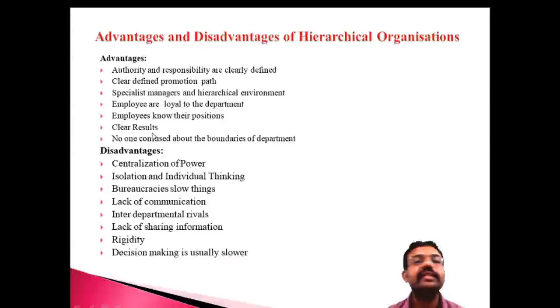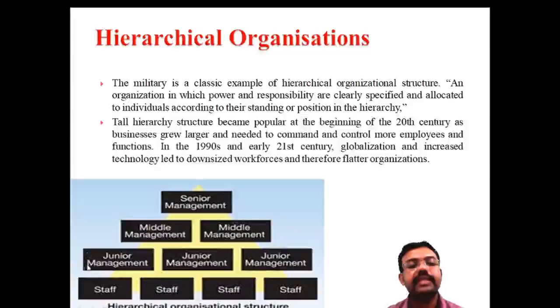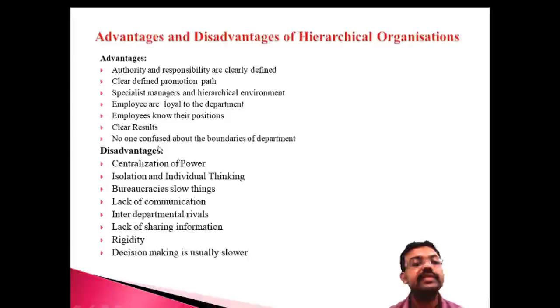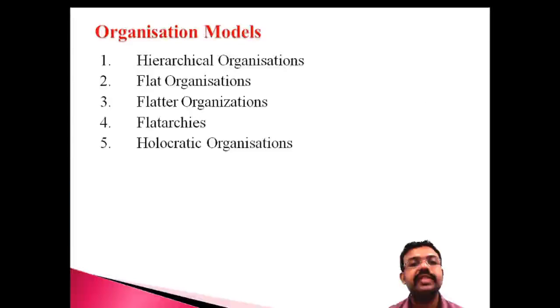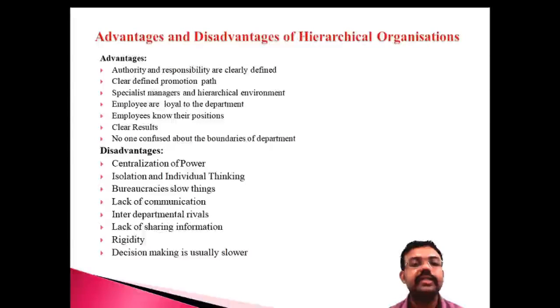There are clear results, because there is a structure-wise and authority-wise organization, and it is clearly result-oriented. No one is confused about the boundaries of the department. The junior level manager has a boundary within this level, so everyone has boundaries in the department. These are the advantages of the hierarchical organization structure.